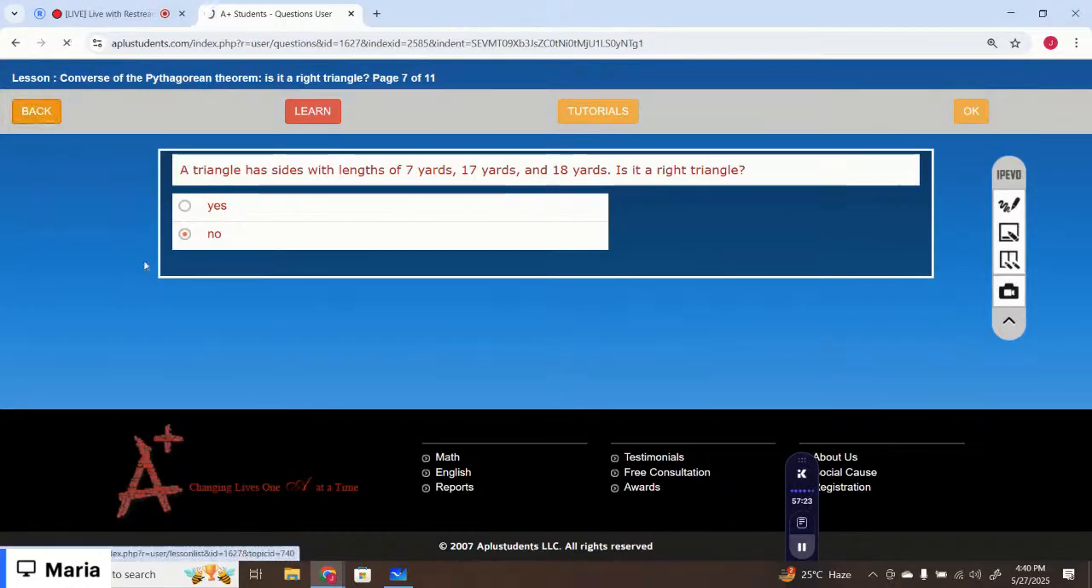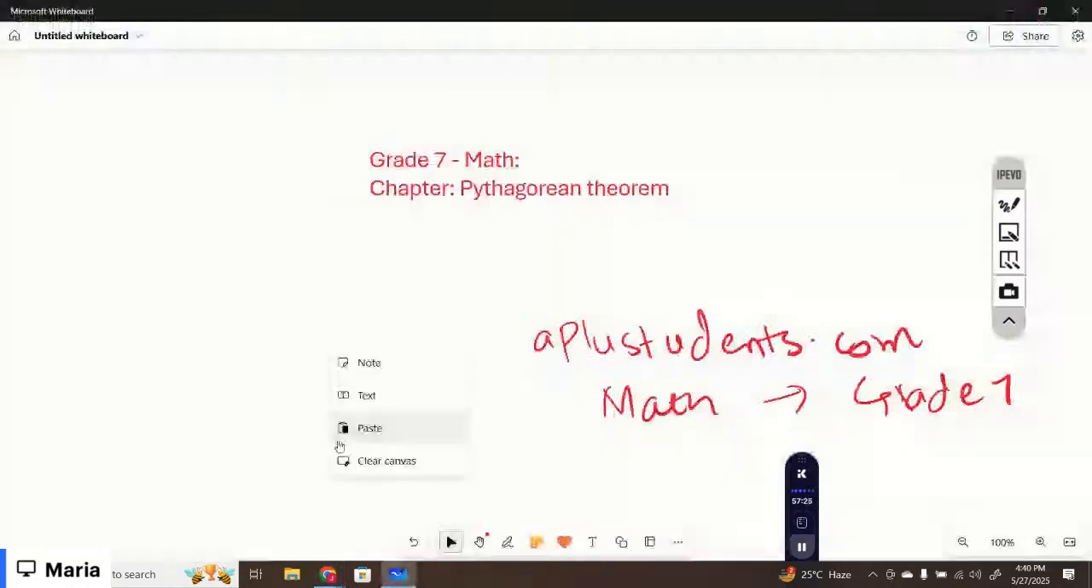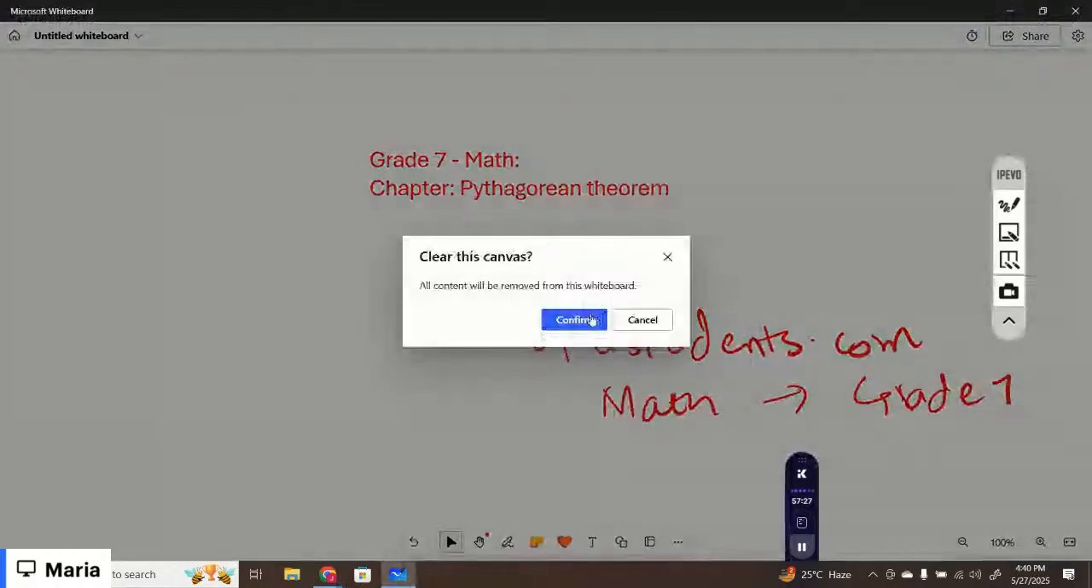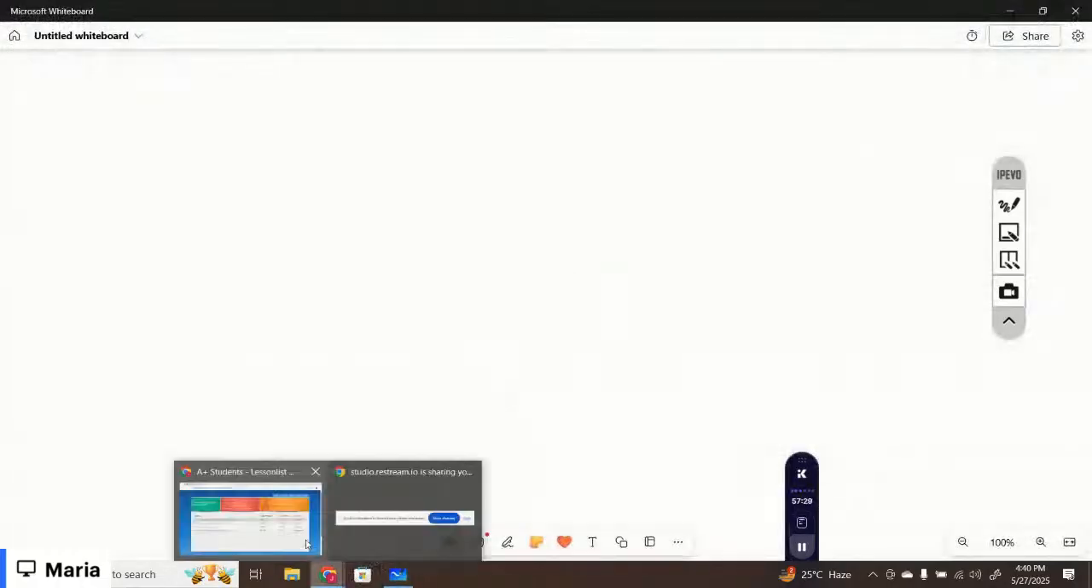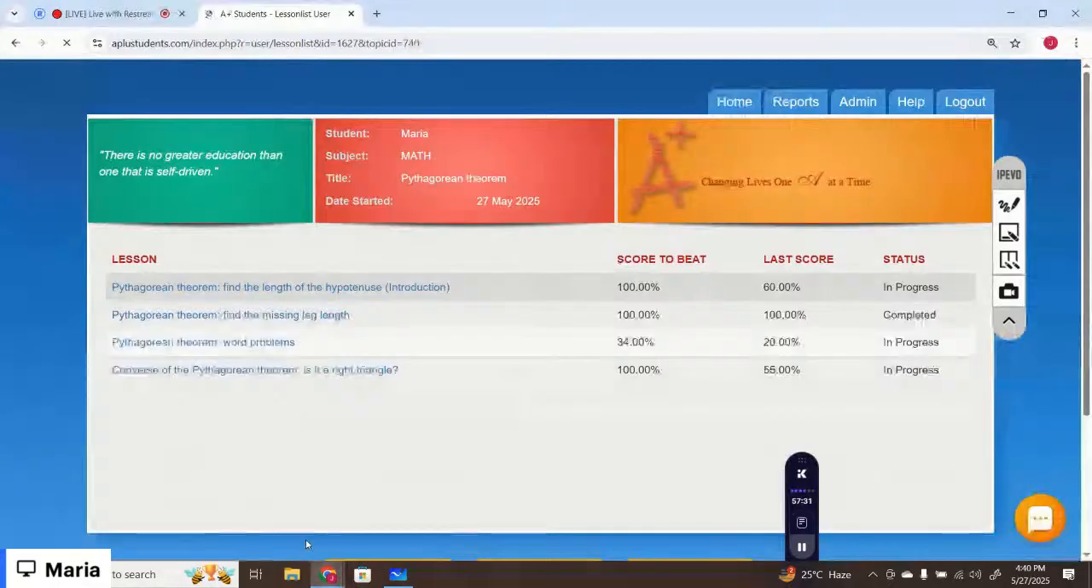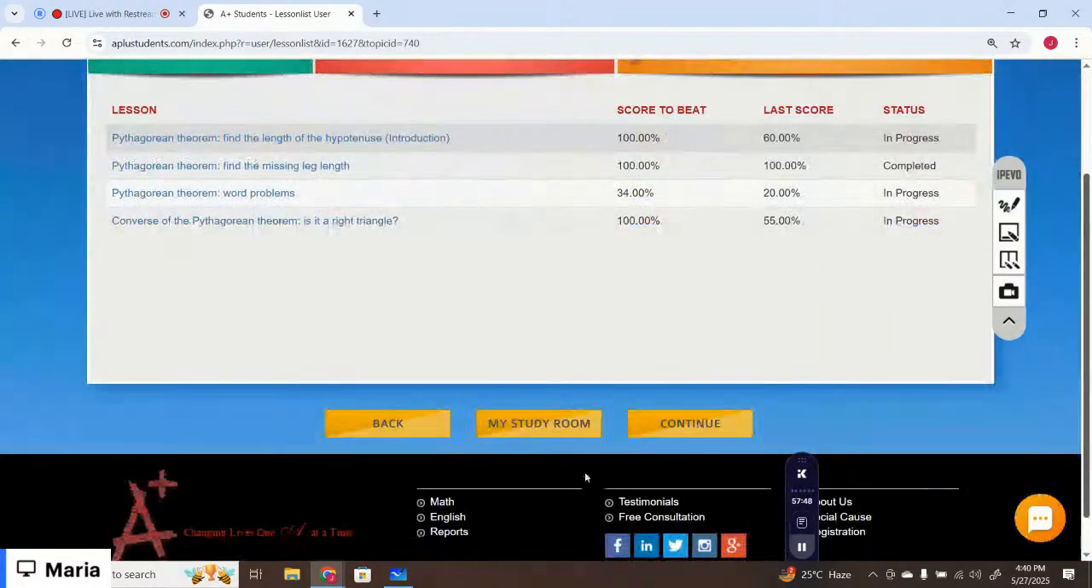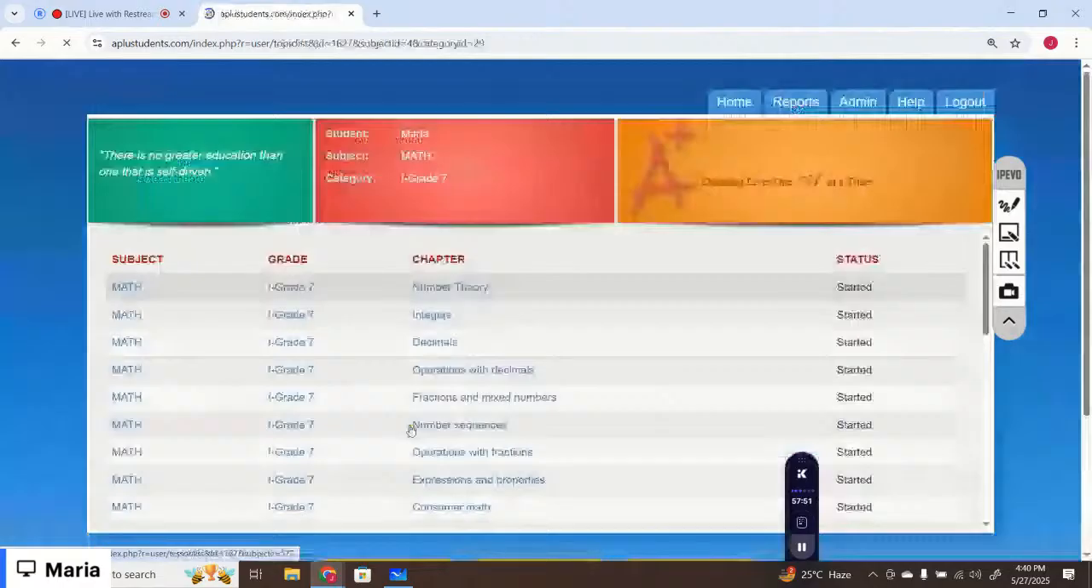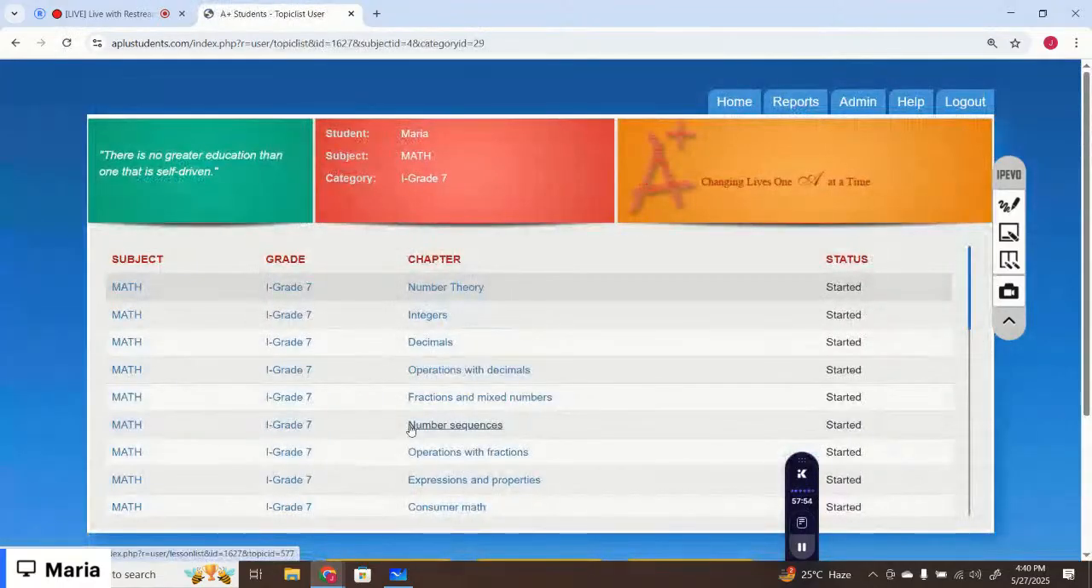Okay, you can complete the lesson by yourself today. So we were working on the math chapter, the Pythagorean theorem. The lessons we followed today are Pythagorean theorem find the length of the hypotenuse, Pythagorean theorem find the missing side, Pythagorean theorem word problems, and the converse of the Pythagorean theorem: is it a right triangle?